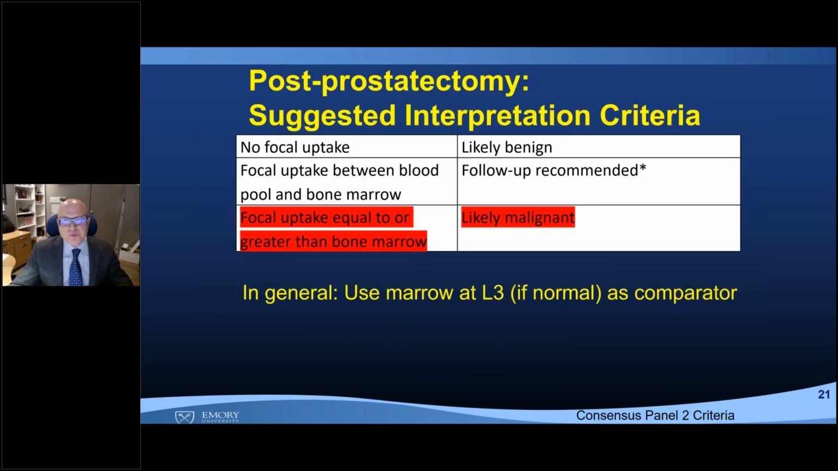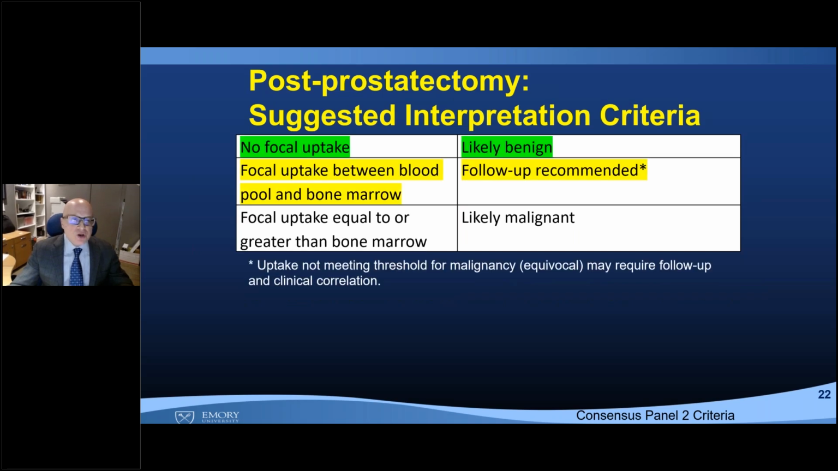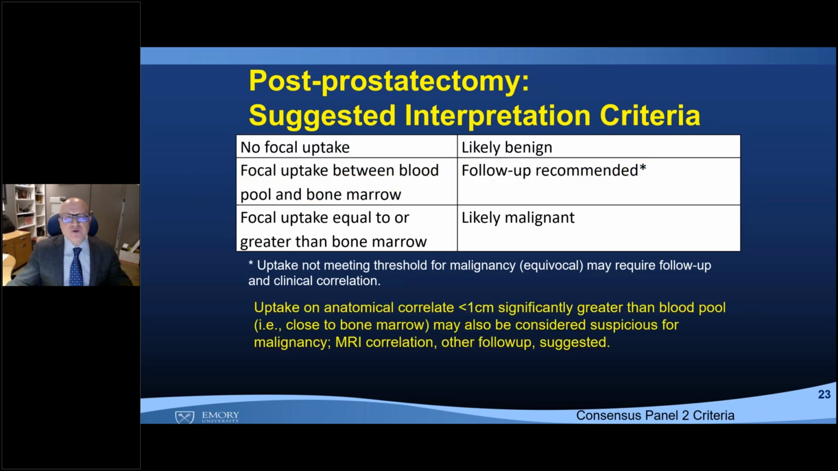So for post-prostatectomy, the suggested interpretation criteria are: focal uptake equal to or greater than bone marrow is likely malignant. No focal uptake is likely benign, and for focal uptake between blood pool and bone marrow, that in-between place, you can call it equivocal or follow-up as recommended, or say it doesn't meet the threshold for malignancy.